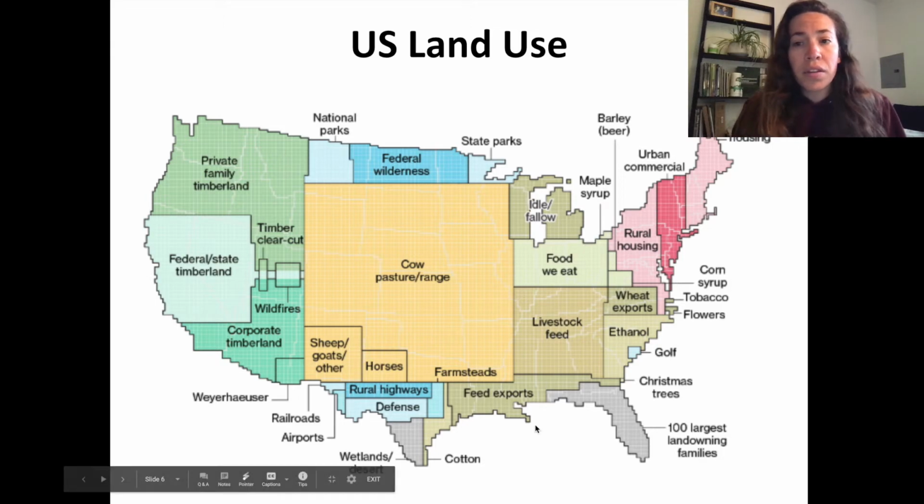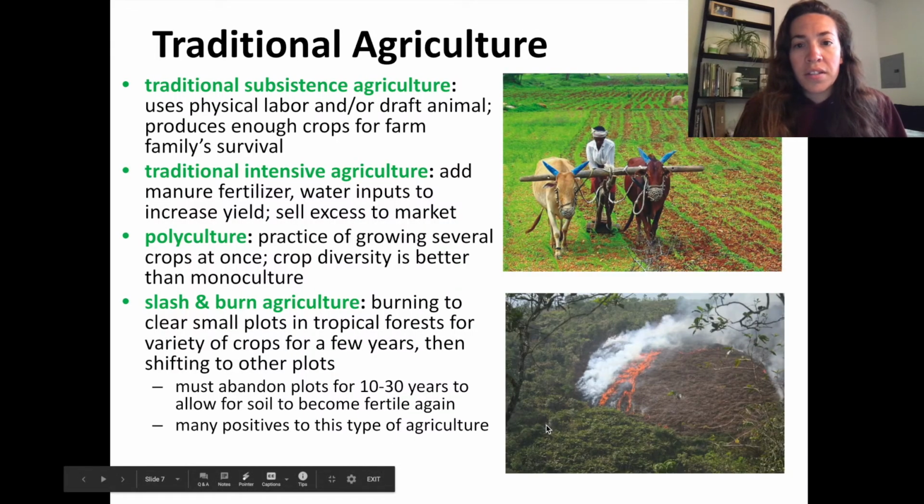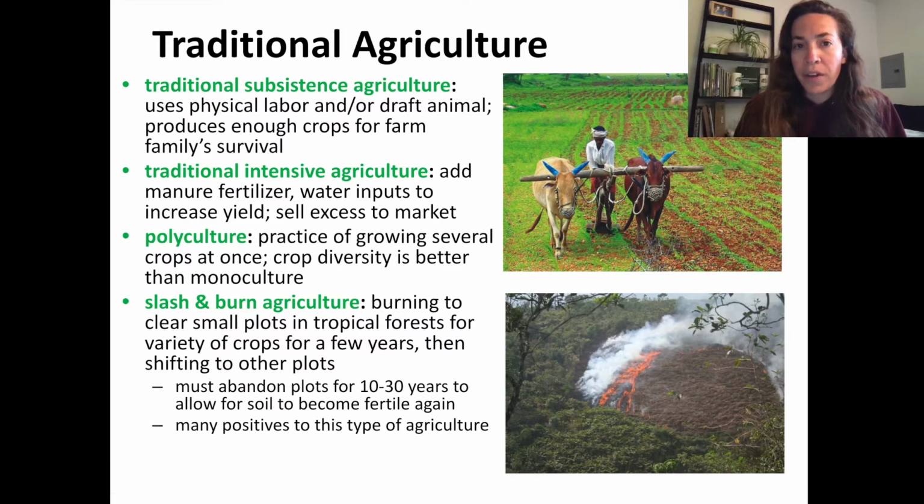So in the course of this unit, you want to be able to compare multiple types of agriculture methods. And we can start with traditional subsistence agriculture. This is the most basic form of farming on our planet. We've been doing it for 10,000 years, basically since the end of the Ice Age.